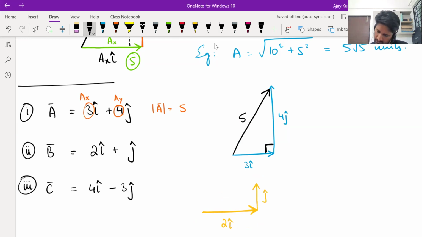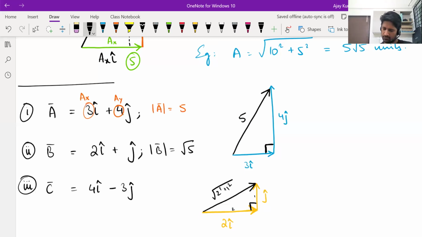So the given vector is the sum of these two, then it will be like this. This is the right angle here. This is 2 units. This is 1 unit. Then there will be root of 2 square plus 1 square. That is root 5 units. So the magnitude of this vector B is square root of 5. You can leave it like that. You don't have to find out the value of root 5. Let it be like that.